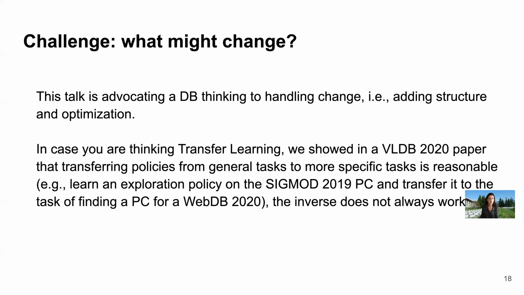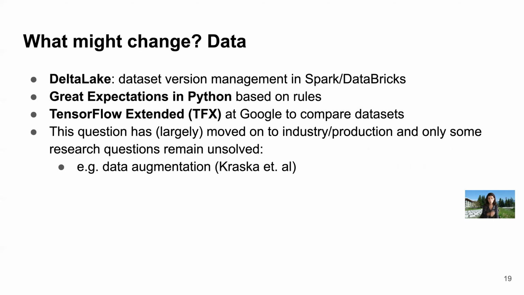For instance, we showed that when we are learning a policy to build a program committee, if you learn an exploration policy on, for instance, a Sigma 2019 PC, you can transfer it to finding the WebDB PC. The inverse does not always work. So we're going to be putting transfer learning aside and coming back to our DB thinking. So what happens when data changes?